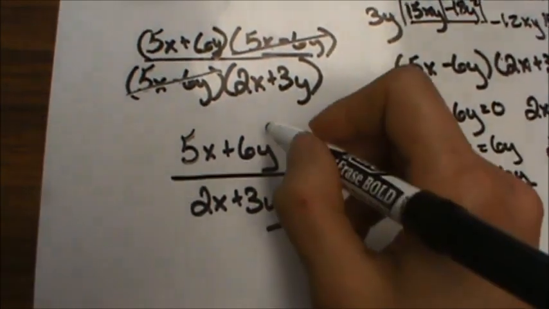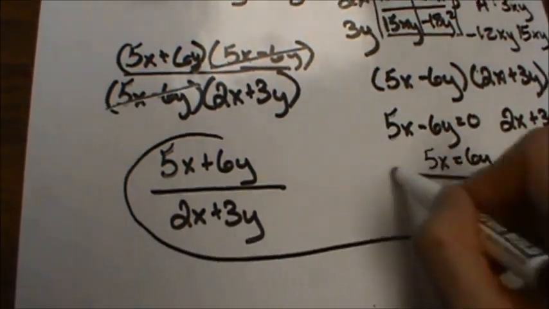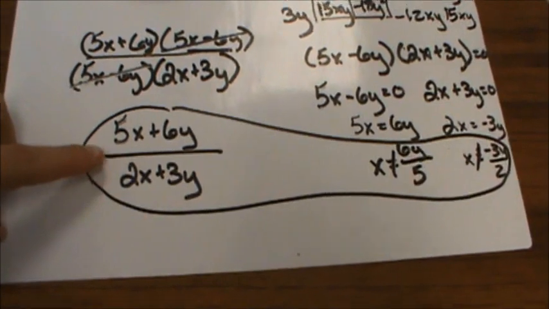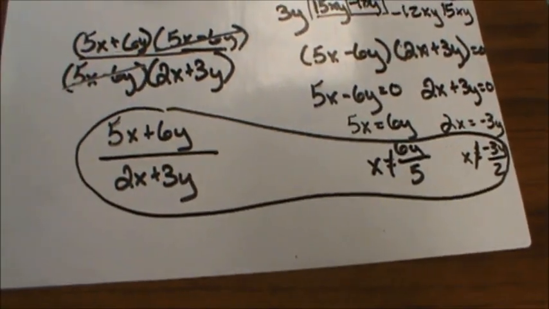Alright, so our final answer here is that this is the simplified fraction, and then way over here are our two restrictions. This is a simplified answer as long as these restrictions are happening.